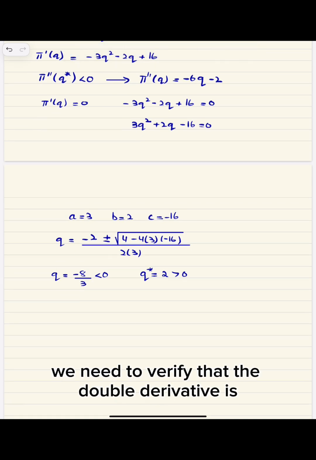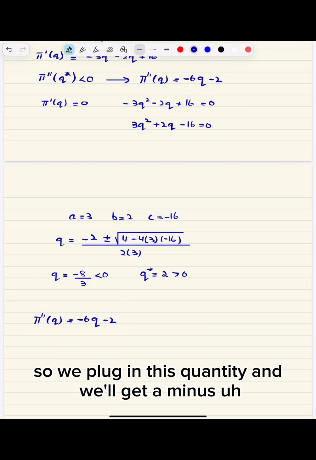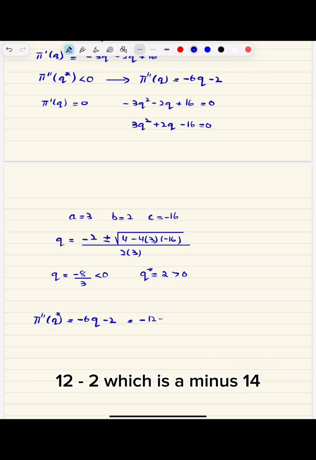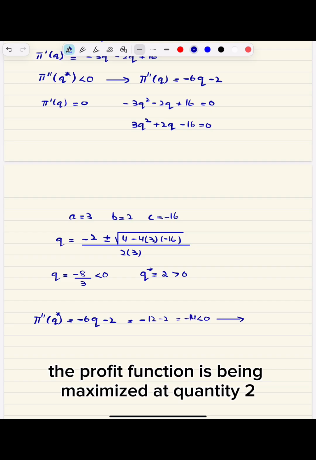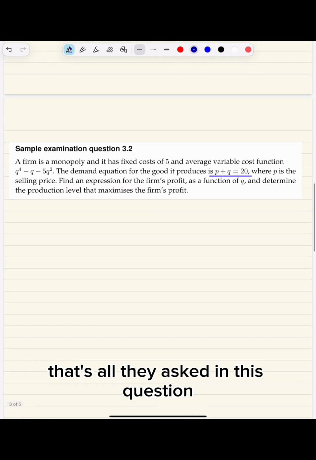We need to verify that the double derivative is in fact negative at this quantity. So we plug in this quantity and we'll get minus 12 minus 2, which is minus 14, and therefore it is negative. So yes, the profit function is being maximized at quantity 2. That's all they asked in this question.